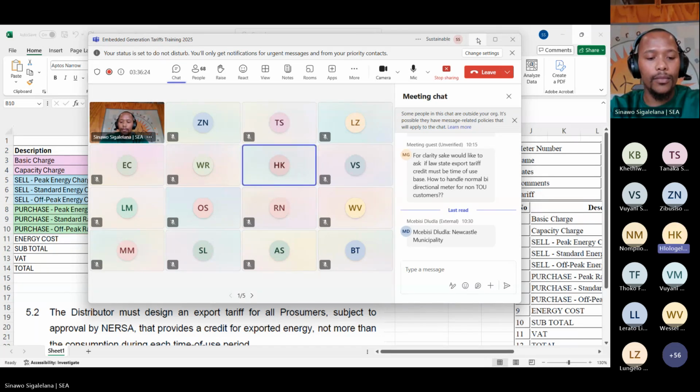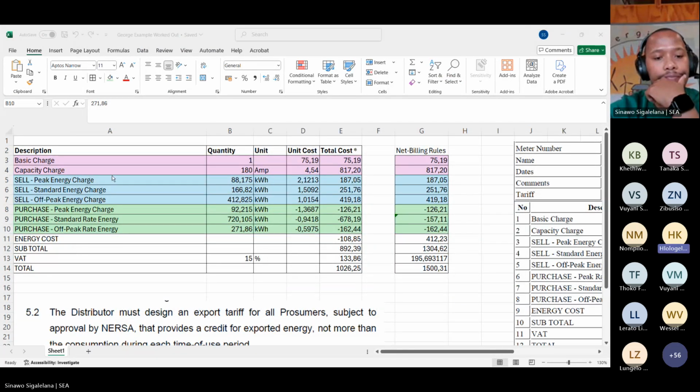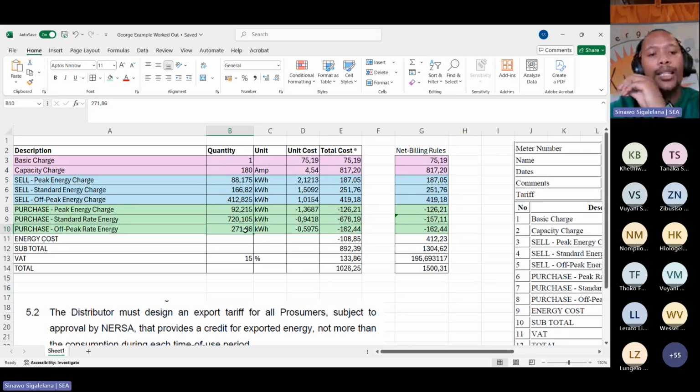I was just trying to figure out, according to this note we have, it says that it provides a credit for exported energy not more than. Does that mean that the credit is on the purchase or is on the sale? It is on the sale, but not more than the consumption. So let's use this one, for example. You see it's 412.825, right? This is how much they consumed from you as a utility. But they only gave you back 271.86. So you credit them for 271.86, right? Because your purchase is less than your sale.